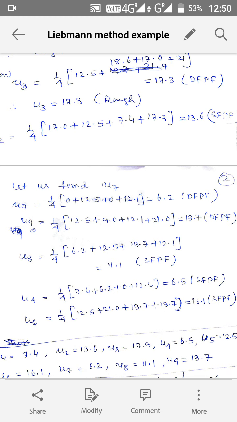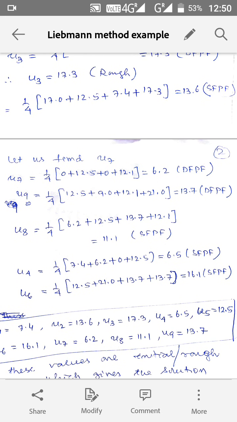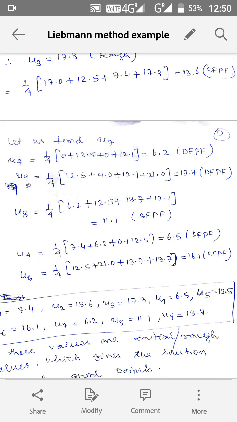Remember, do not forget to write diagonal 5-point formula or standard 5-point formula. If you forget to write that, you may lose marks, because that shows which formula you are using to find the value of u at the grid point. Now you know u7, u9 and u5 and the one value down to u8, so you can use the standard 5-point formula to calculate it.